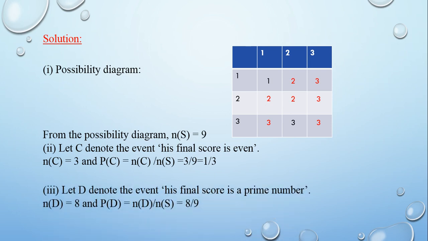The next one, number 3, we let D denote the event that his final score is a prime number. So n(D), prime number, you know what a prime number is. 1 is not a prime number, and besides that they are prime numbers. So there are 8 numbers that are prime, so we get 8 over 9 as the probability that his final score is a prime number.